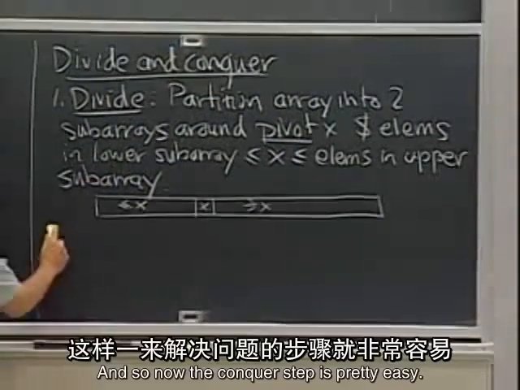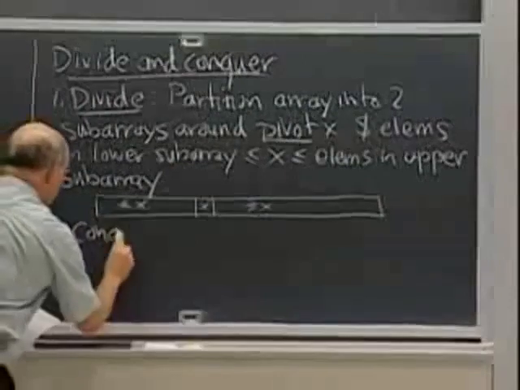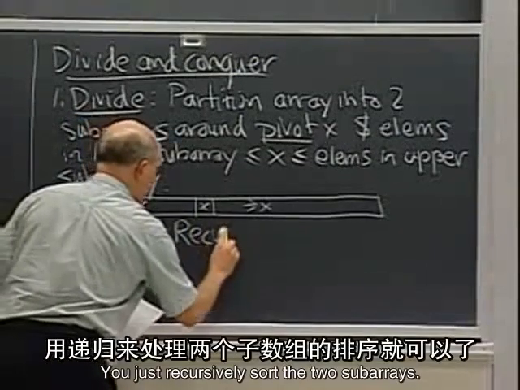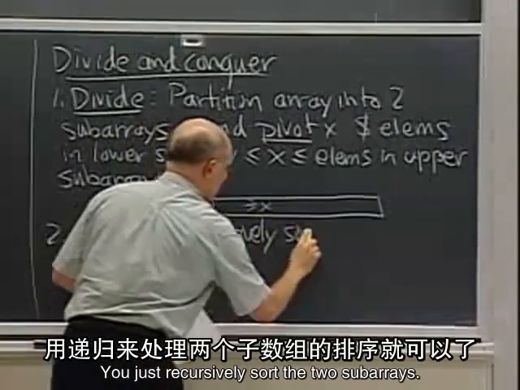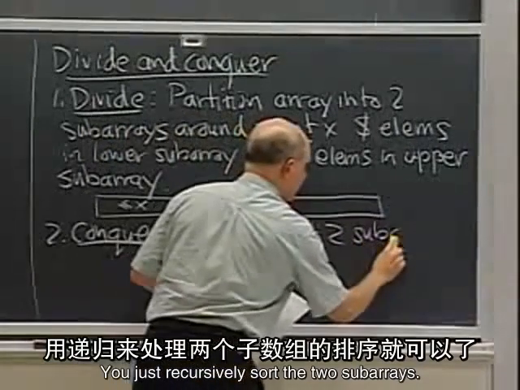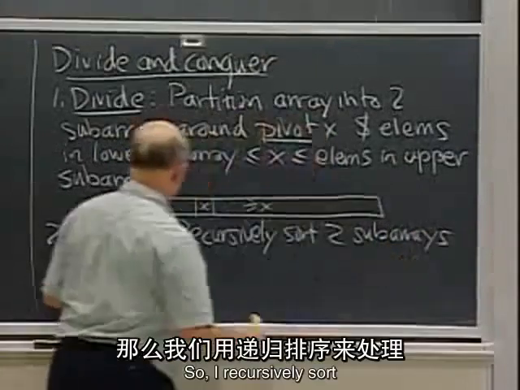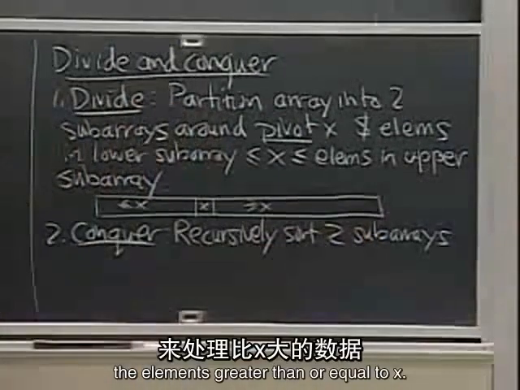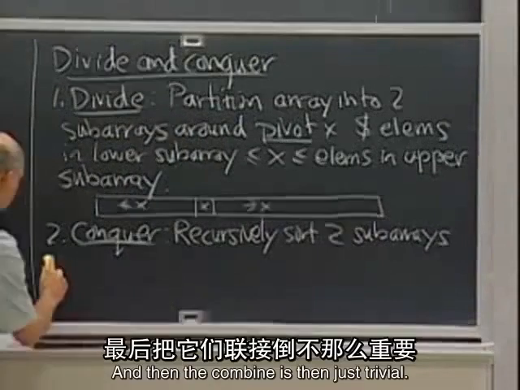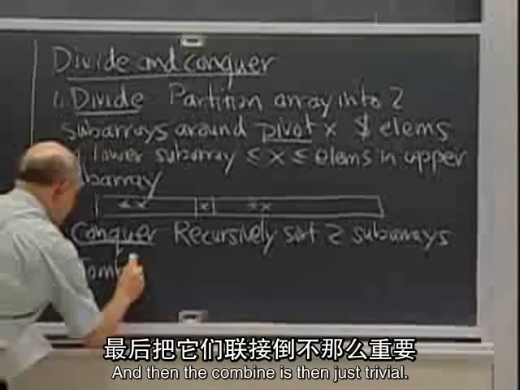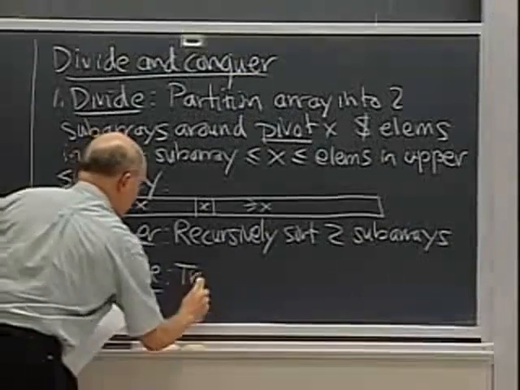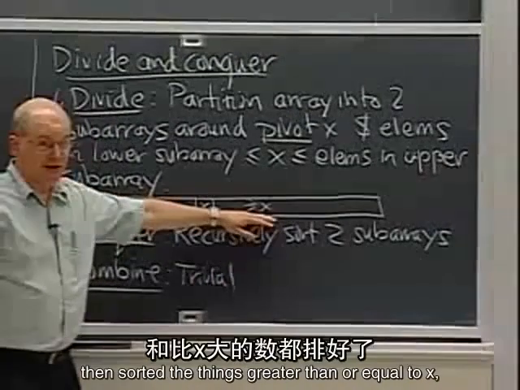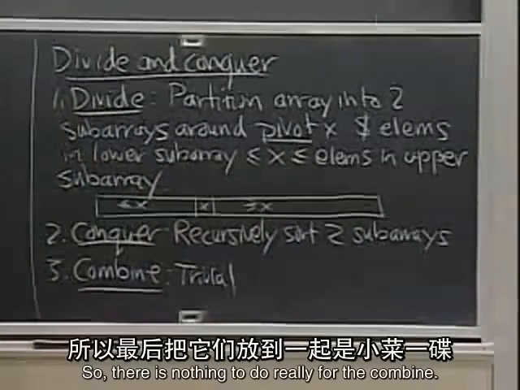Okay? And so now the conquer step is pretty easy. You just recursively sort the two subarrays. So I recursively sort the elements less than or equal to x. I recursively sort the elements greater than or equal to x. Okay? And then combine is just trivial, because once I've sorted the things less than or equal to x and sorted the things greater than or equal to x, the whole thing is sorted. Okay, so there's nothing to do really for the combine.